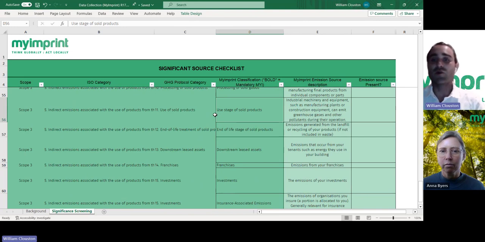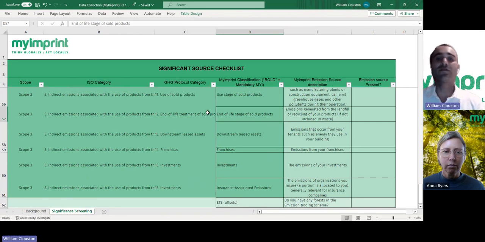The use stage of sold products, so this is when your products are used, what emissions are generated, and that's generally things like from appliances or from housing, so the energy used in the houses or the energy used in that appliance. The end of life stage of sold products, so that's emissions generated from the eventual disposal of that product. So if your product goes to landfill or goes to recycling, then you may have end of life emissions.